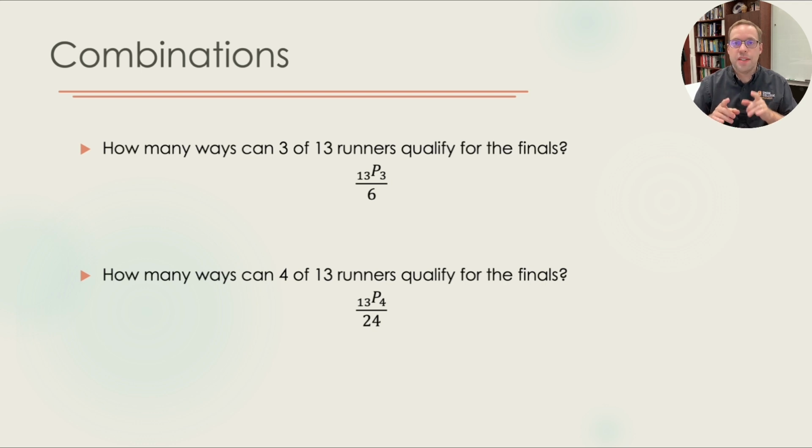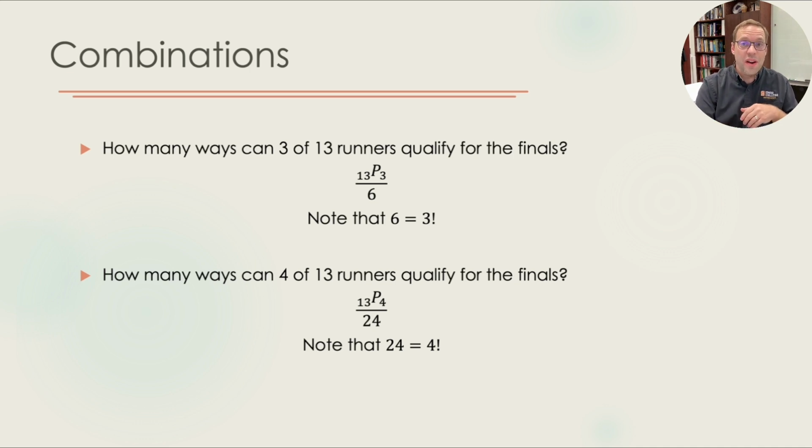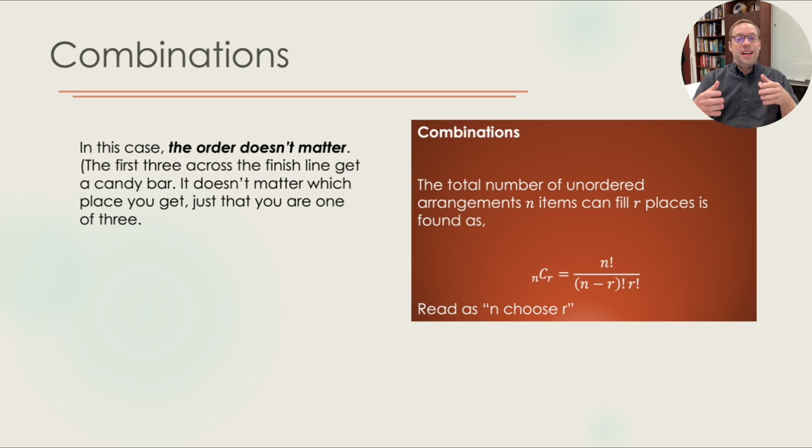But there's something interesting about these numbers. 6 is actually 3 factorial. And 24 is actually, hopefully you guessed it, 4 factorial. That's the number of places that we're trying to select. So we can actually take the permutation and divide it by the number of places we're selecting factorial, and that gives us a combination where the order doesn't matter. Here's the full equation.